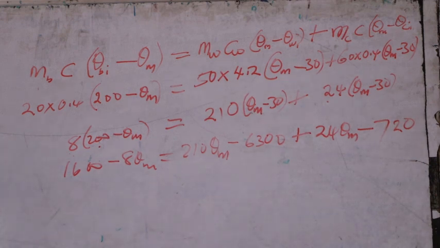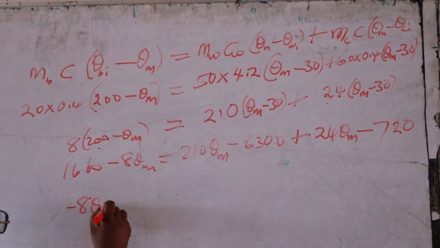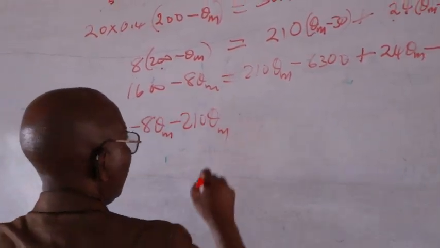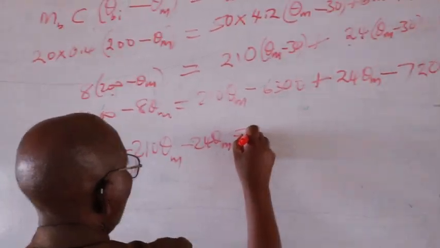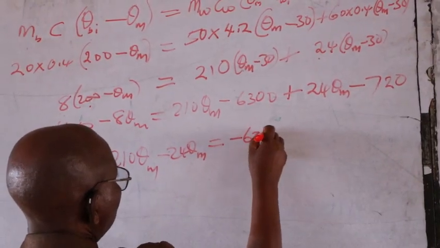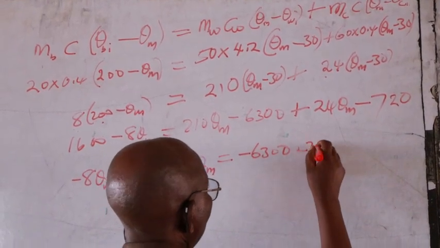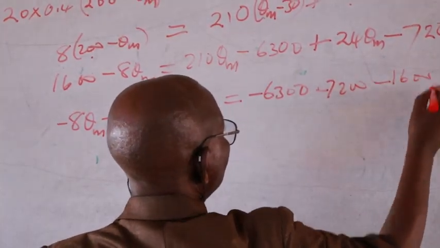Now, collect the like terms. To collect the like terms, you can bring all theta m to this side, and that will give you minus 8 theta m minus 2, 110 theta m minus 24 theta m equals minus 6300 minus 7200 minus 16. That's it.